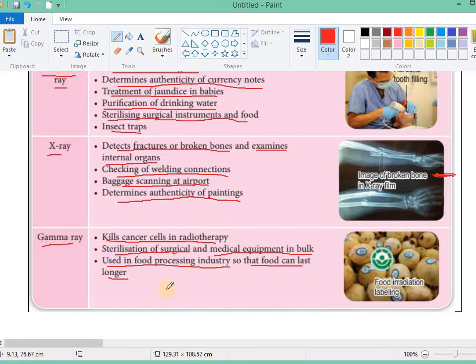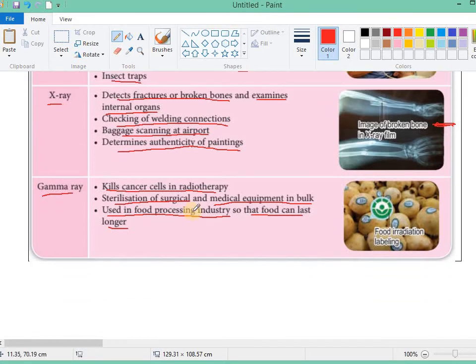That means basically in the food processing industry, what they do is, for example, there's a package, the food is already put inside, but they want the food to last longer, so they shine the gamma ray. They shoot the gamma ray, it passes through the packaging, goes inside and passes through the food, so it can kill the bacteria inside the food, inside the packaging. Okay, so this can make food inside packaging last longer.